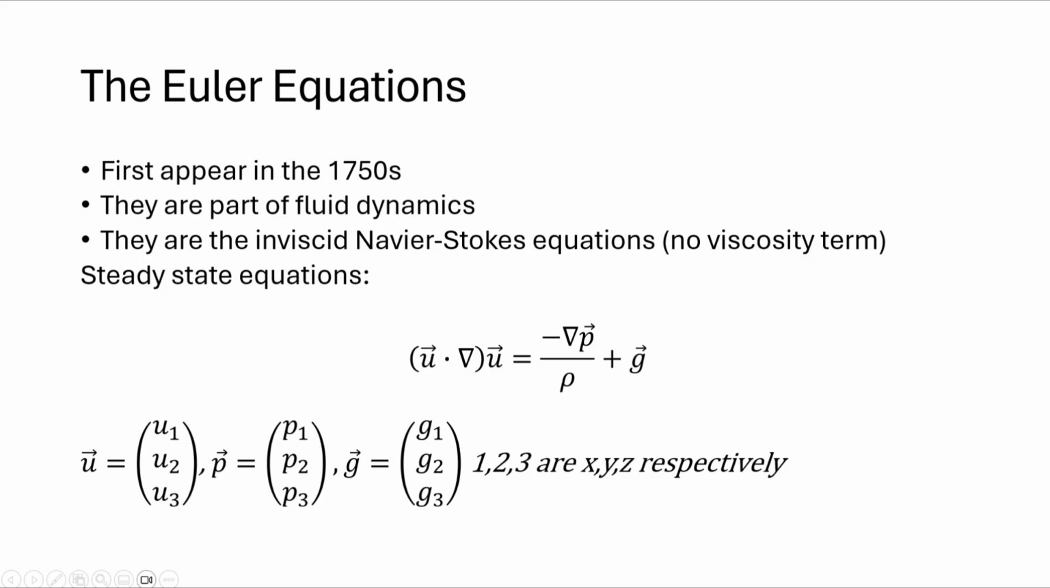Hello again. In this video, I will be discussing the significance of the Euler equations, the Navier-Stokes equations, and the Lorentz force law. The Euler equations first appeared in the 18th century. They describe inviscid fluid motion. They are written out here with the velocity being represented by u, pressure being represented by p, and gravitational field being represented by g. 1, 2, and 3 are the x, y, and z components of each of these respectively. Fluid density is represented by ρ. The upside-down delta is the gradient.